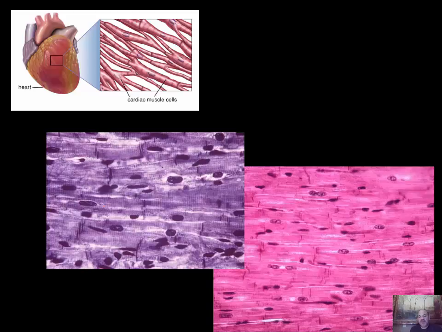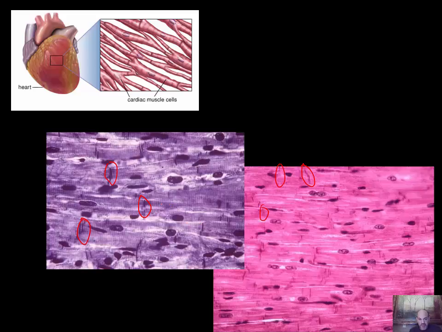So I brought some images from the web to show that different slides may be stained differently, but you still see these characteristics. You can see the intercalated discs that I'm circling right here in both images, even though they're stained differently.